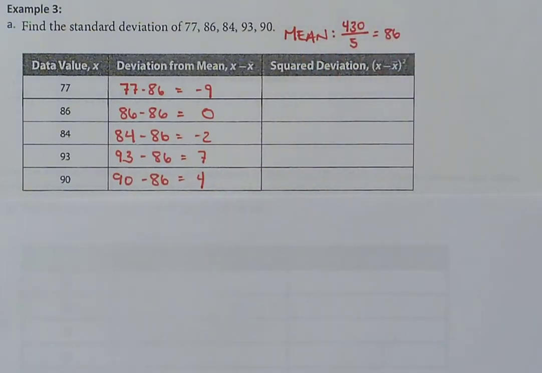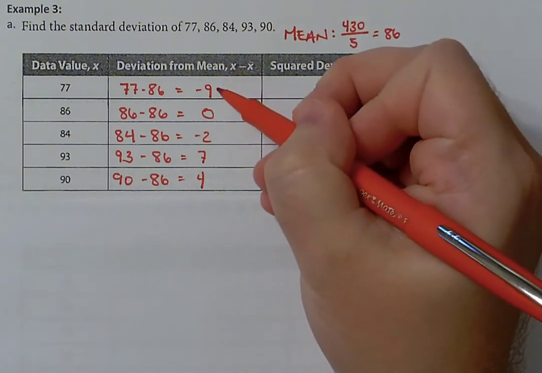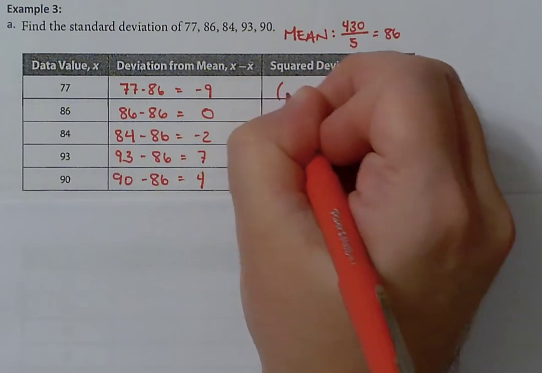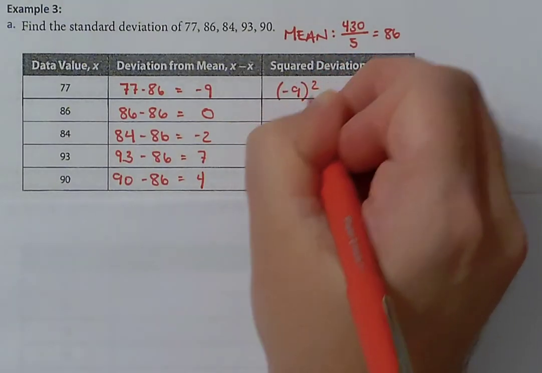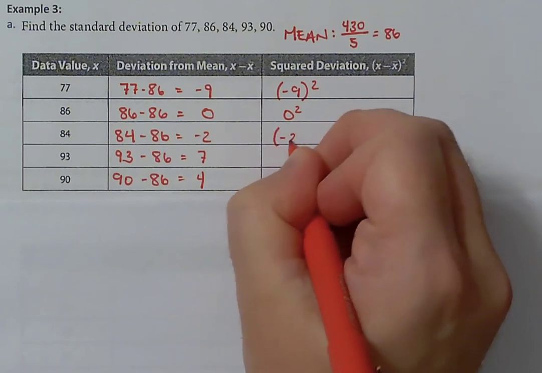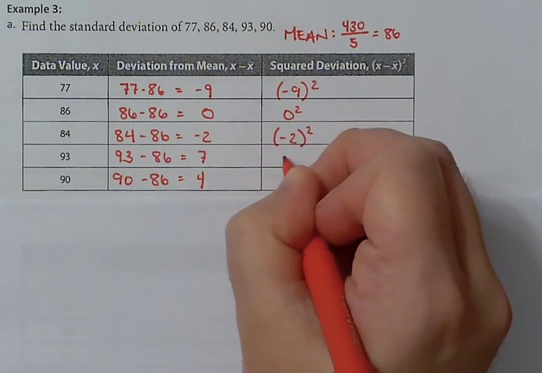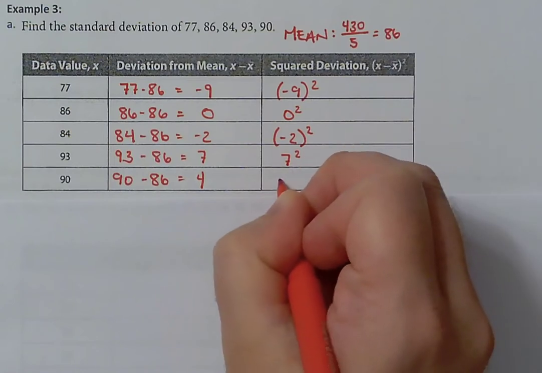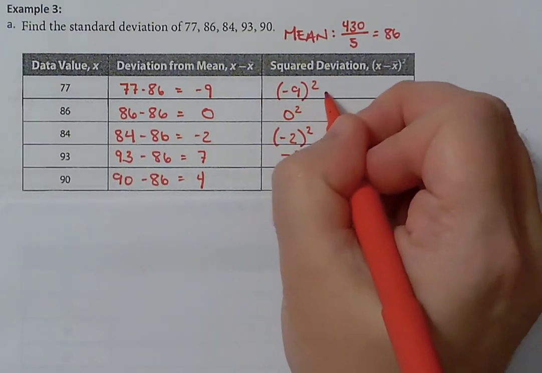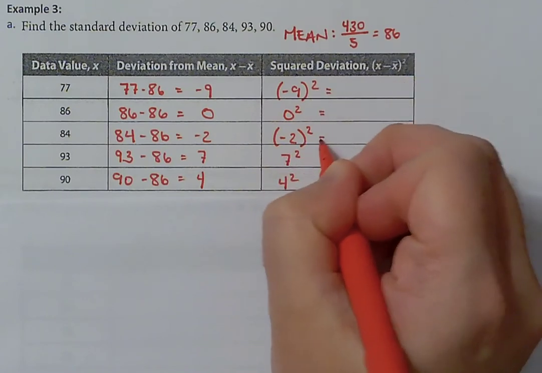All right, so now that I have my deviation from the mean, the next part is we're going to square the deviation. So that means we're going to take our results here, and we're going to square all of these numbers. So we're going to do negative 9 to the power of 2, 0 to the power of 2, negative 2 to the power of 2, 7 to the power of 2, and then 4 to the power of 2. So we're going to go through and square all of our results.